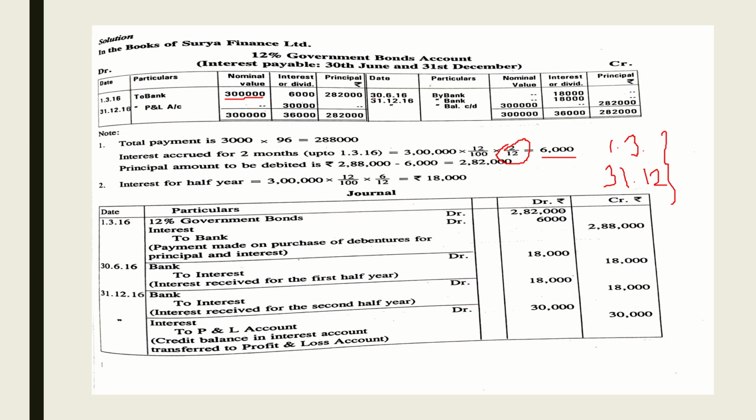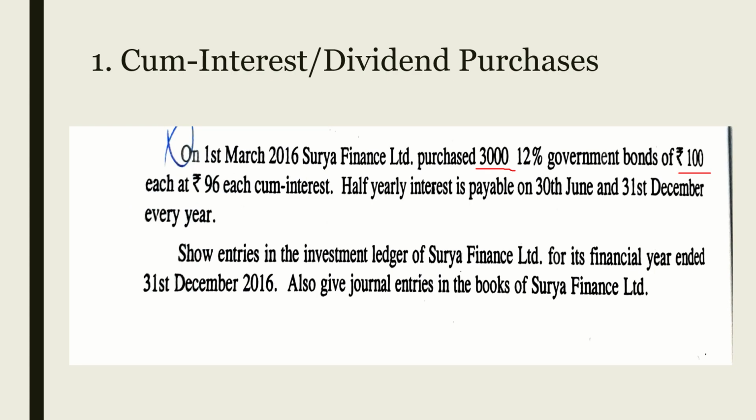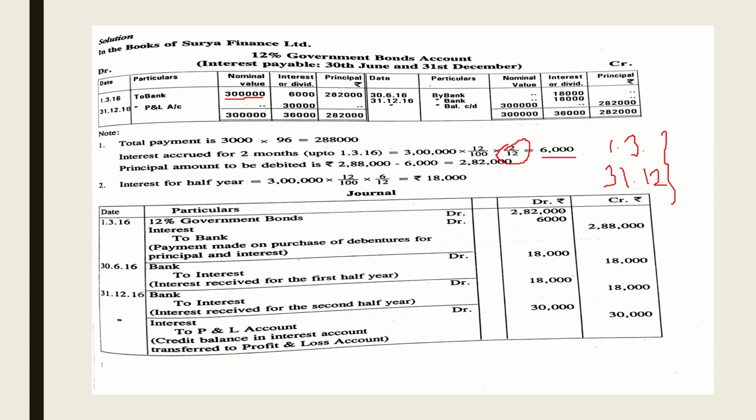Now we'll go for the principal calculation. Normally we calculate the value of principal as 3000 into 96, 3000 into 96 is calculated as the nominal value. 3000 into 96 comes to 2,88,000. See, the first working note, 2,88,000.